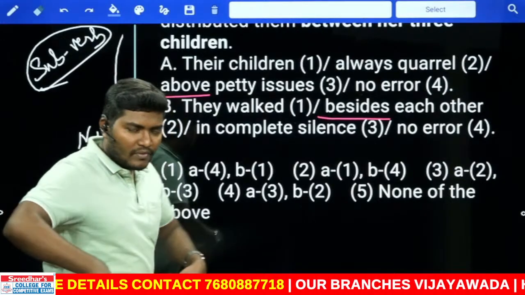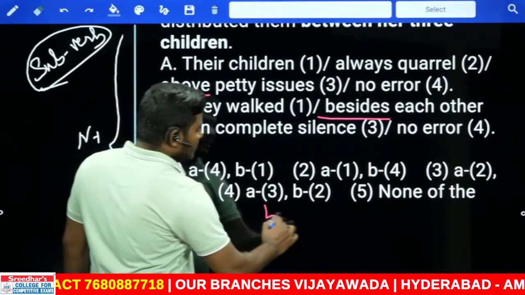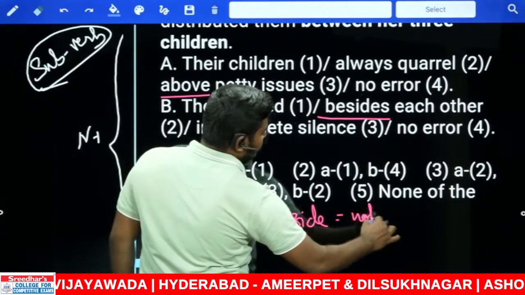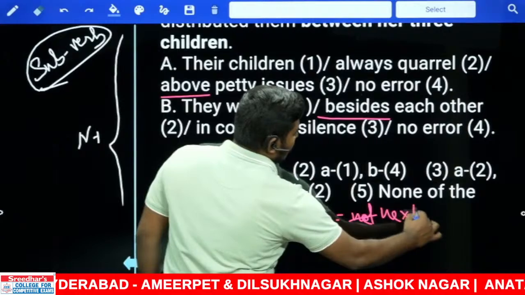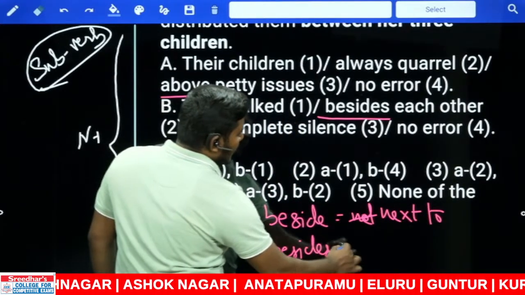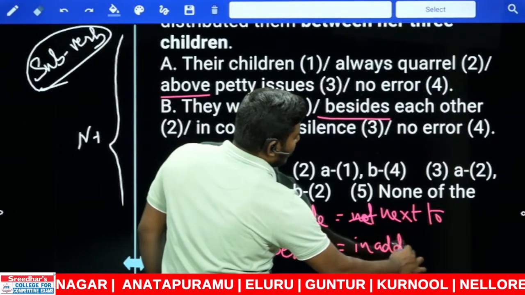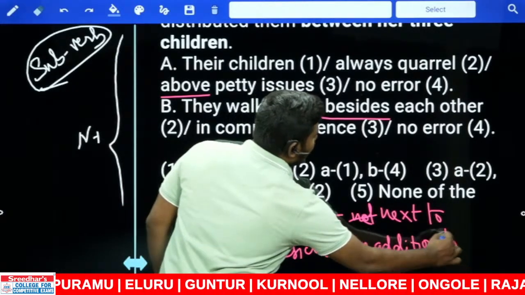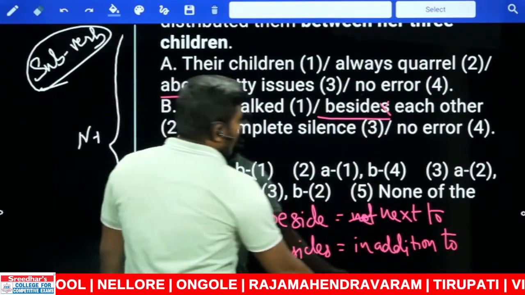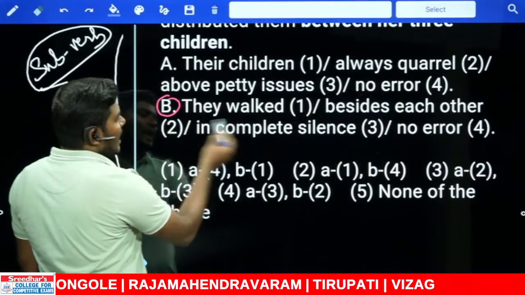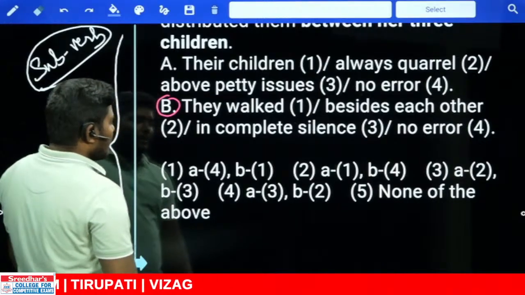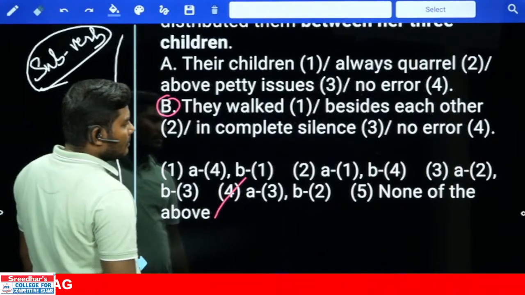"They walked besides each other." Person 1, person 2. If they're walking side by side, what is it called? It is not "besides." The word should be "beside." "Beside" is nothing but next to somebody, by the side of. "Besides" gives the meaning of in addition to. Nobody is walking in addition to somebody. There are two people going side by side. So it's not "besides," the correct word should be "beside." So already we have got an error. In the B statement we have the error in the second part. Where is the B second part? It is in the fourth one.